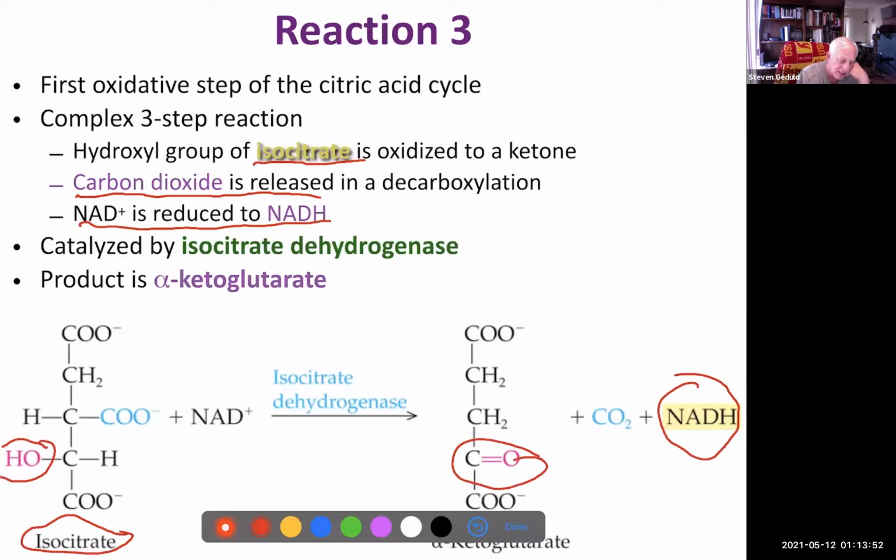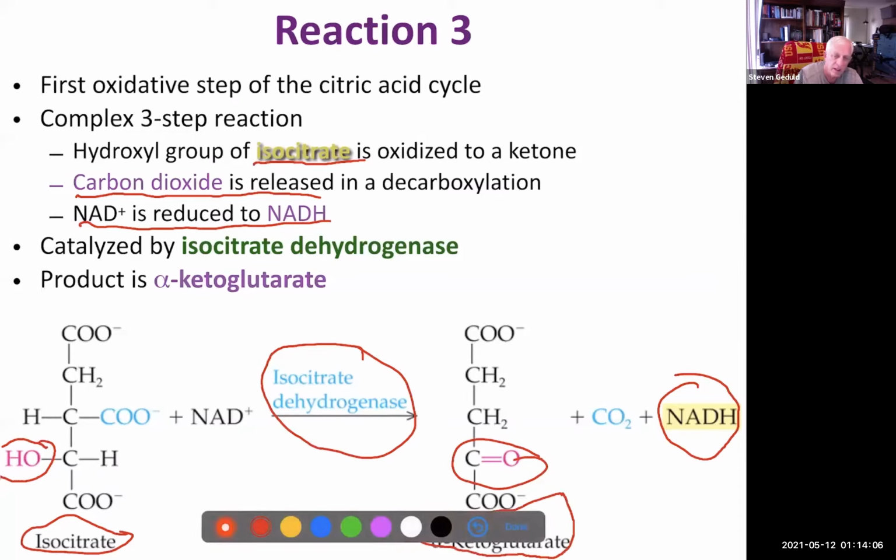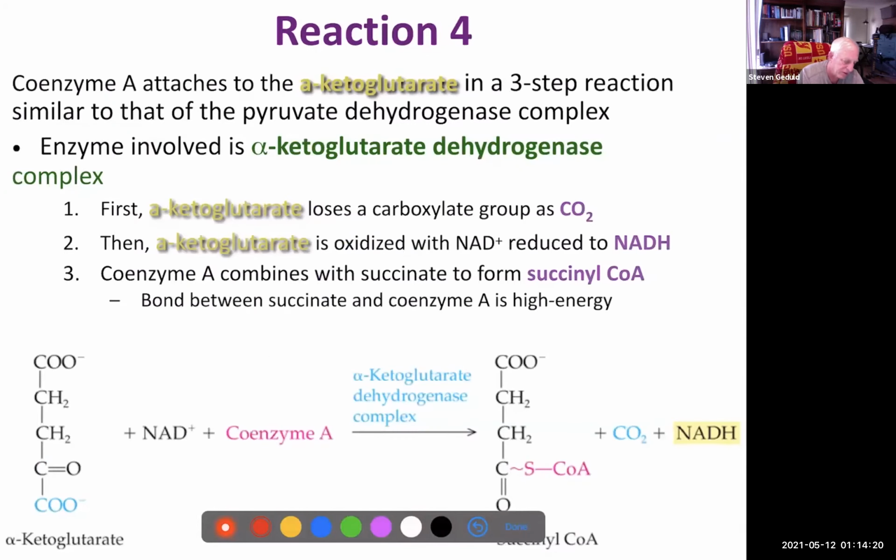It's catalyzed by the enzyme isocitrate dehydrogenase. And the product formed from isocitrate is now alpha ketoglutarate. So this is your alpha ketoglutarate. Okay. All it's done is form a carbonyl group, a ketone basically, where the OH group used to be. And you formed alpha ketoglutarate. So the next step is going to start with alpha ketoglutarate. Okay, which it does. Alpha ketoglutarate was a product of lysine. So the next step 4 is to start with that.